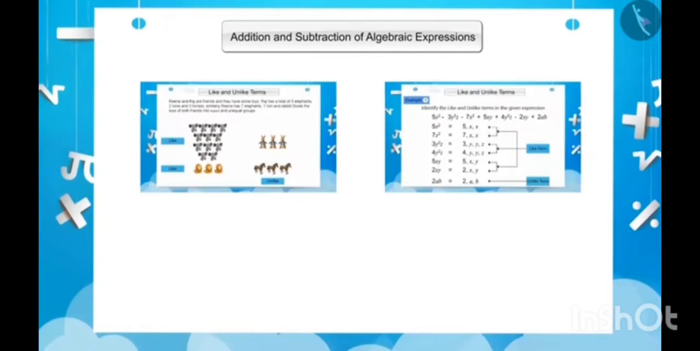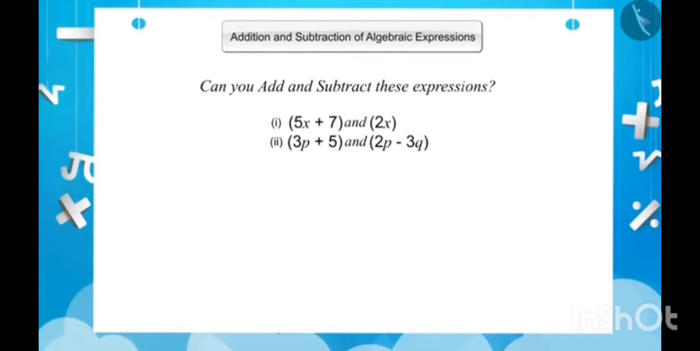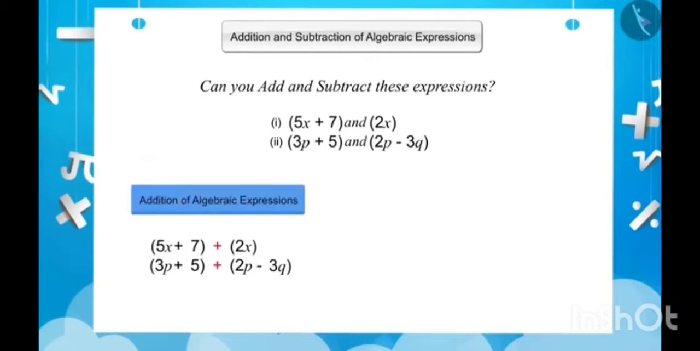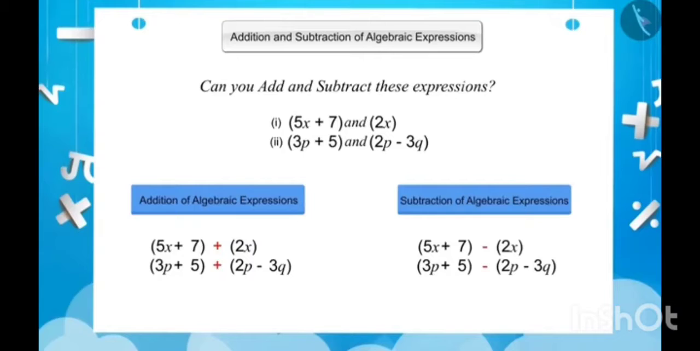Till now, you have learned to classify like and unlike terms. Look at these expressions. Can you add and subtract these expressions? 5x plus 7 and 2x, 3p plus 5 and 2p minus 3q. To understand these expressions, we must understand addition and subtraction of algebraic expressions.